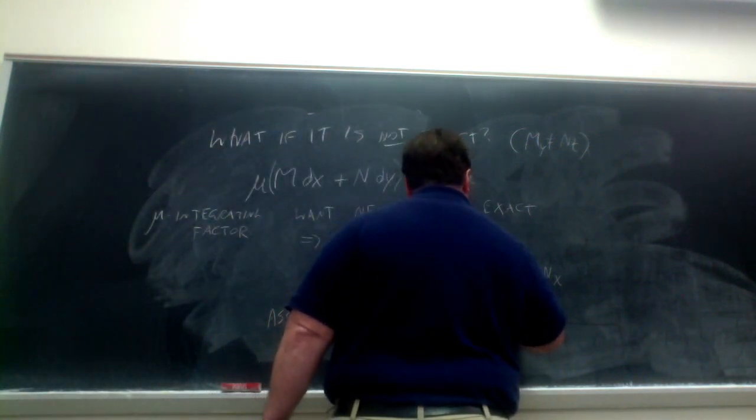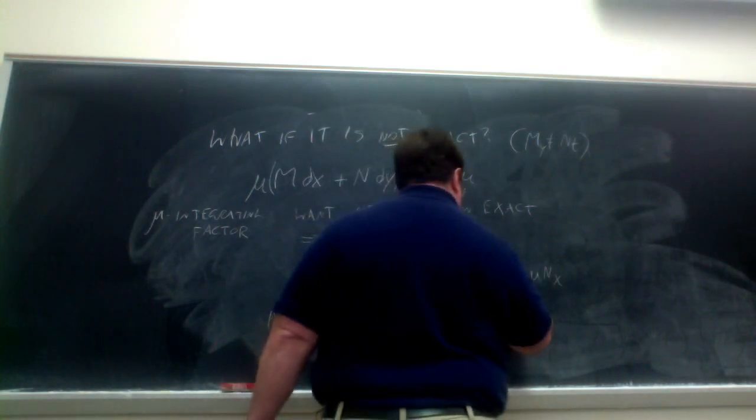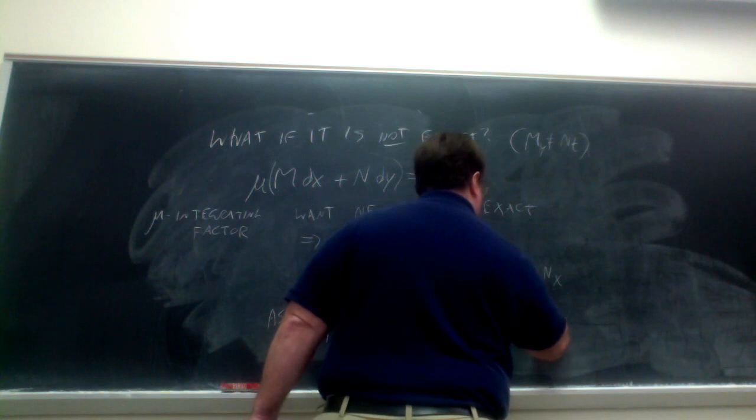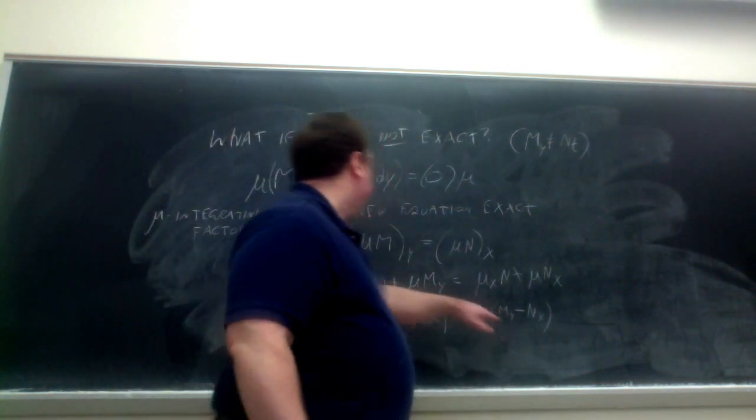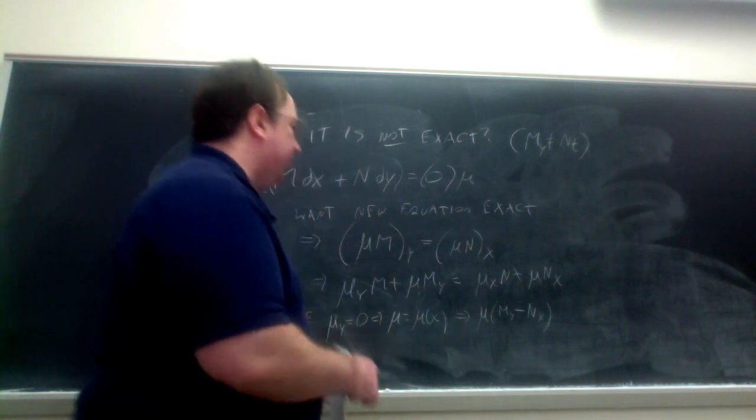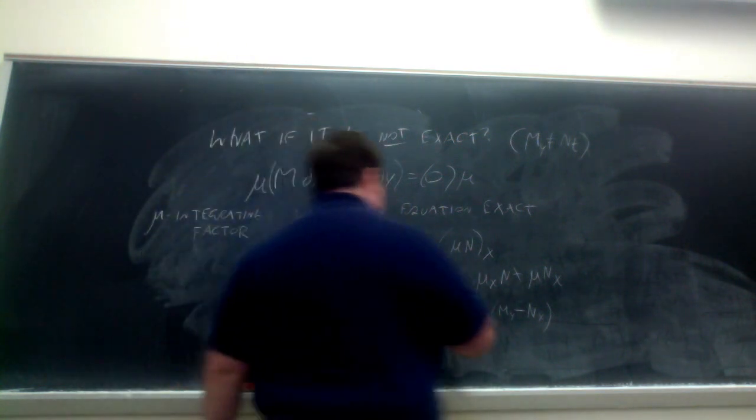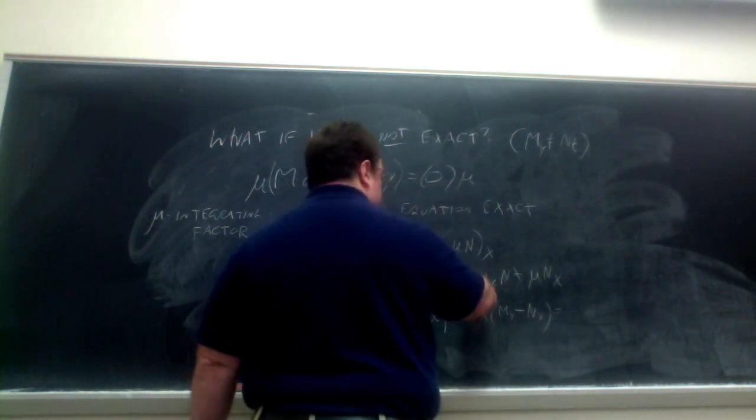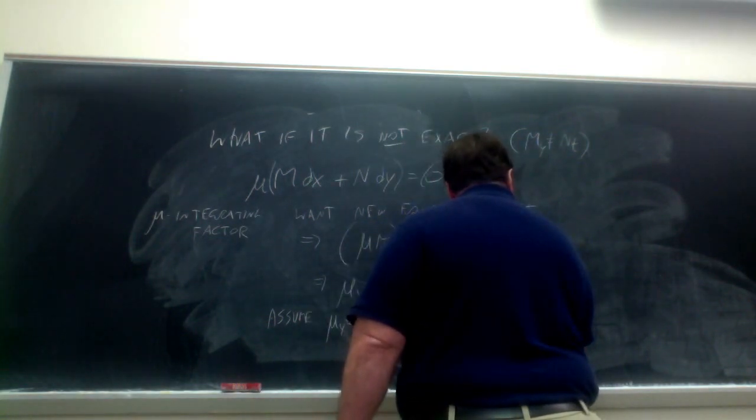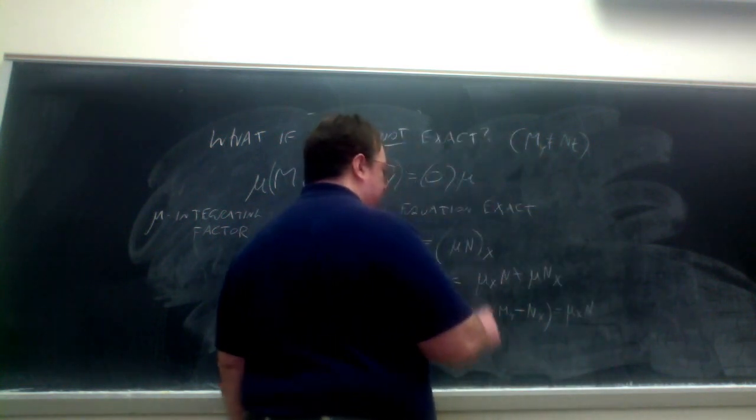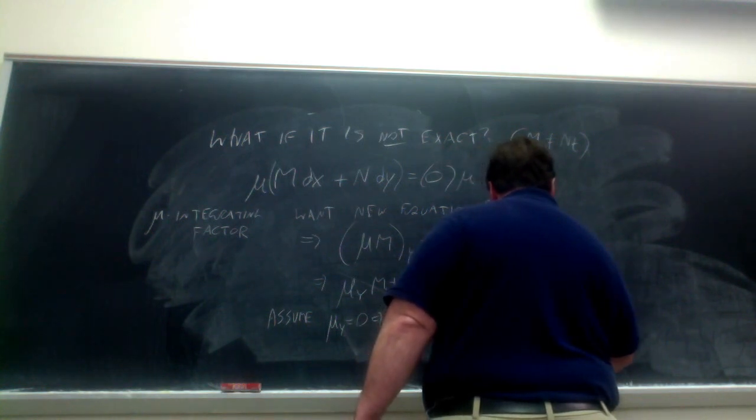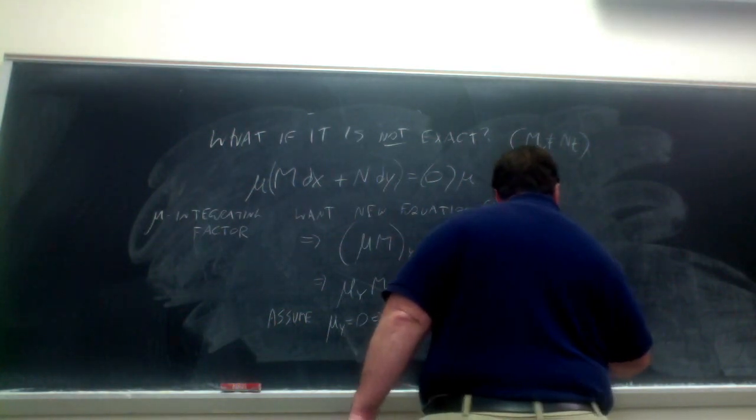First I'll move all mu terms to the left side. So I have mu times (M_y minus N_x). These are the same derivatives that we're comparing to check if it's exact, so you already have these. Because if this were exact, this would be 0, and we wouldn't be doing anything. That is equal to the remaining term on the right side, mu_x N. Really, mu depends on only x, so I could write this as mu prime is equal to (M_y minus N_x) over N times mu.